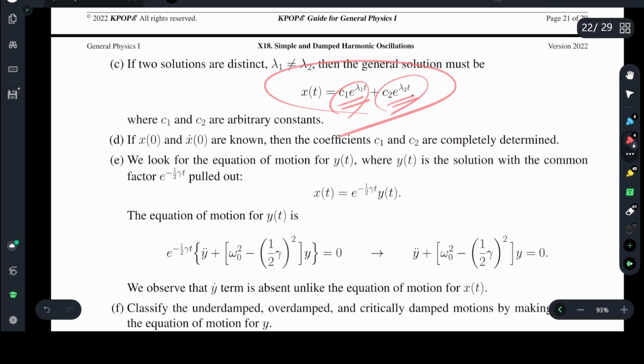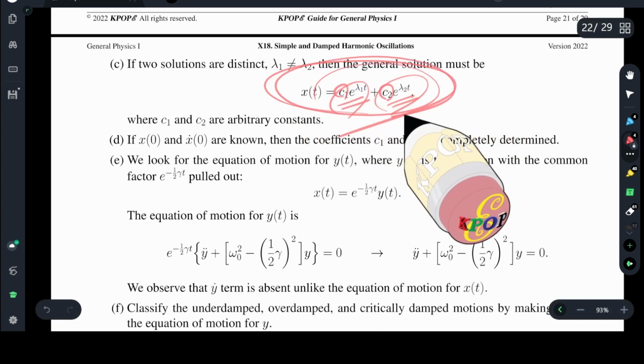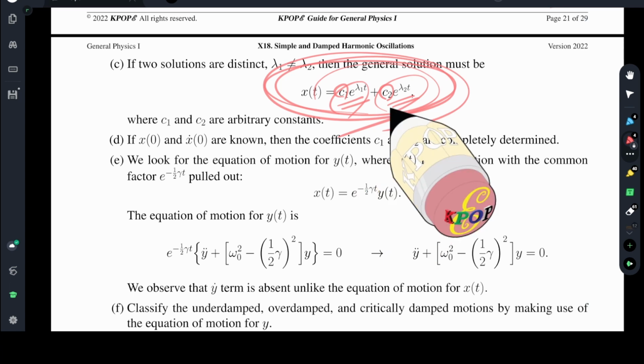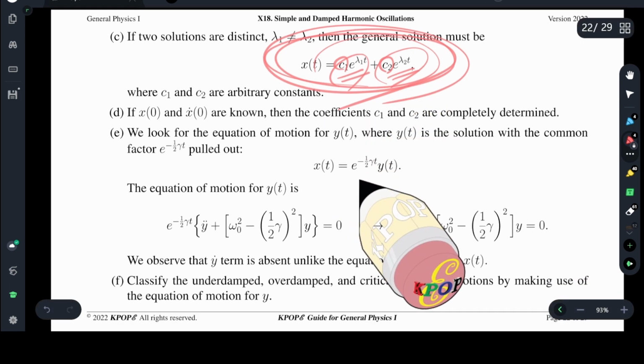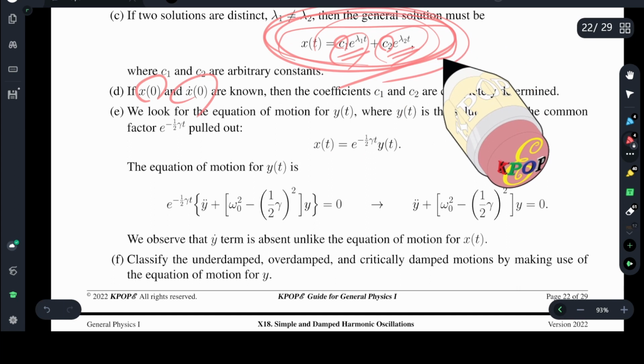This one gives also 0. So whatever number you multiply, this is the general solution. This one gives exact 0 for the equation of motion. Once you know the initial conditions, that is the position or the velocity at t equals 0, the C1 and C2, those parameters are completely determined. Therefore, your answer is completely determined.